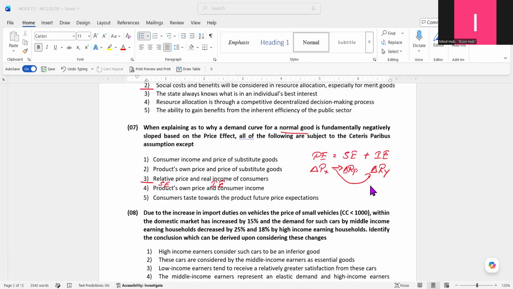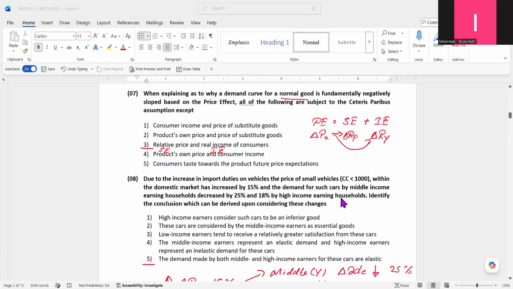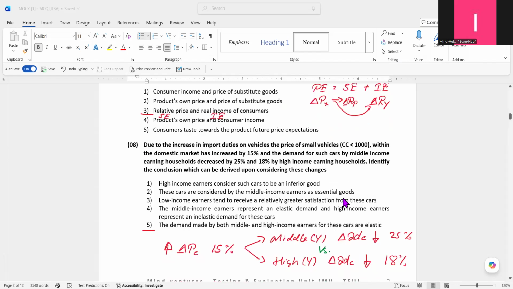It talks about the substitution effect and income effect, which combined explain the price effect. I have illustrated that a change in price will cause a change in relative price and a change in real income. Question number 8. Due to the increase in import duties on vehicles, the price of small vehicles, that is engine capacity less than 1000 cc, within the domestic market has increased by 15%.